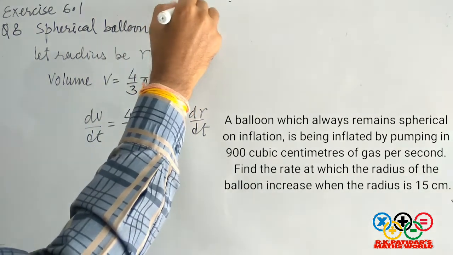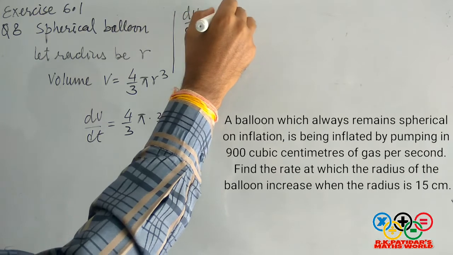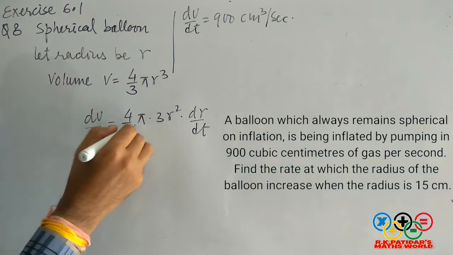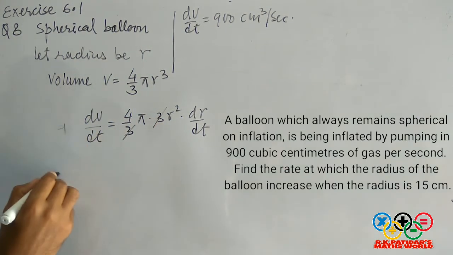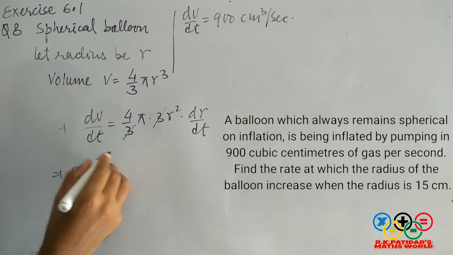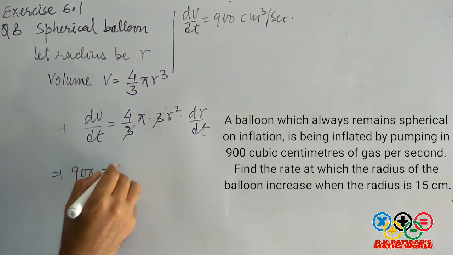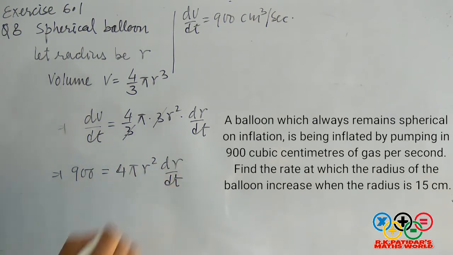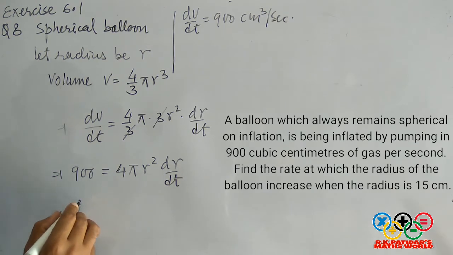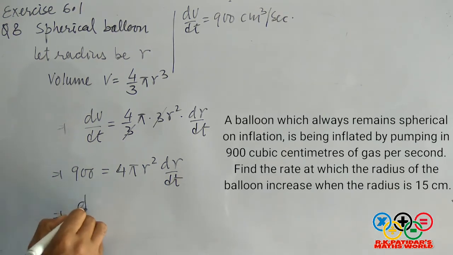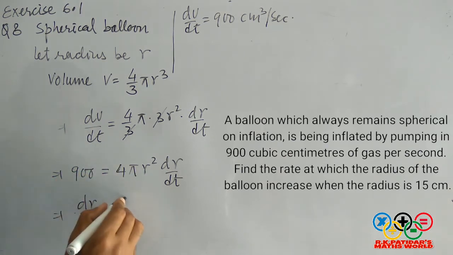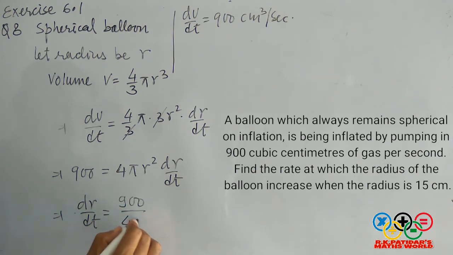Here in this question it is also given that dV/dt, rate of change of volume, is 900 centimeter cube per second. 3 cancels, and dV/dt is given as 900 centimeter cube per second. So it is 4 pi r square dr/dt. So dr/dt will be 900 upon this, so 900 upon 4 pi r square.